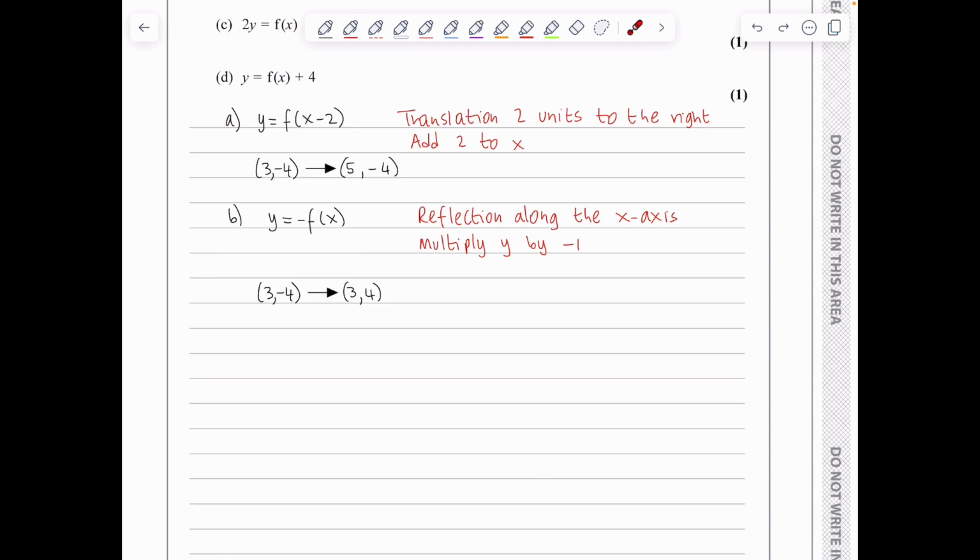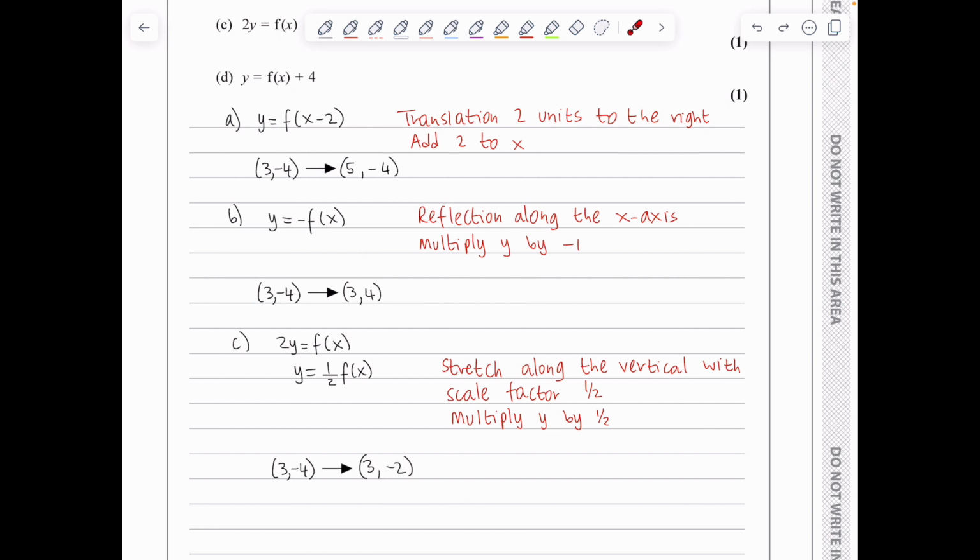In part C, we've got 2y = f(x), so the first thing to do is isolate y, make y the subject. So we've got y = half f(x), and we are looking at a stretch along the vertical with scale factor a half. We are multiplying all the y's by a half, and therefore (3, -4) will go to (3, -2).